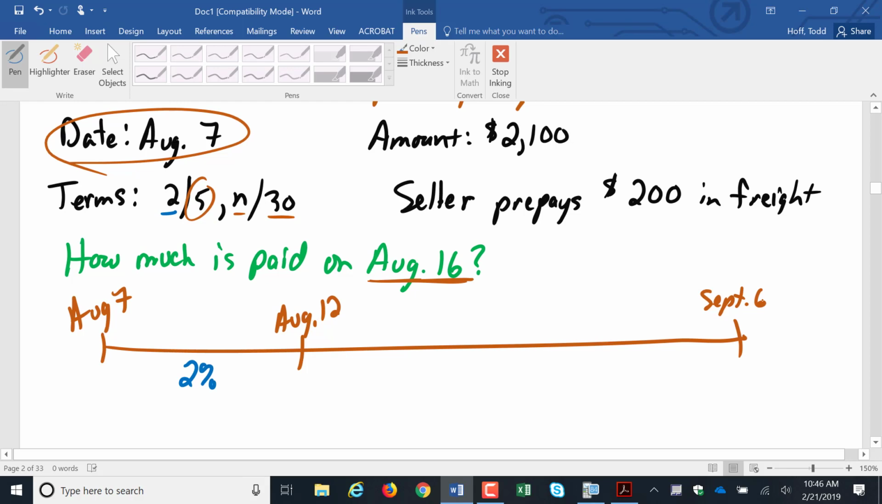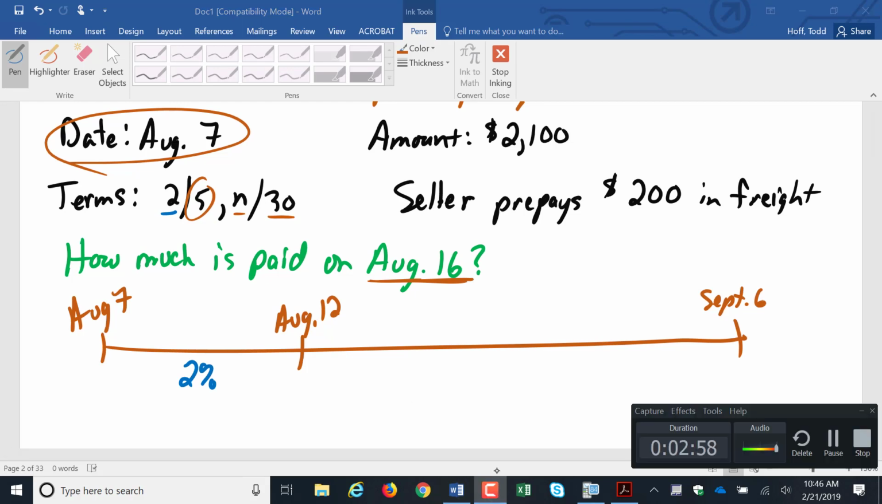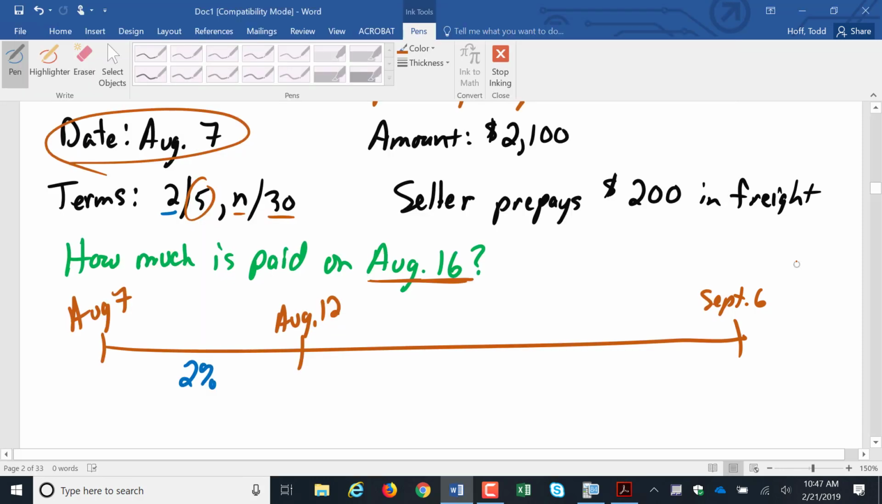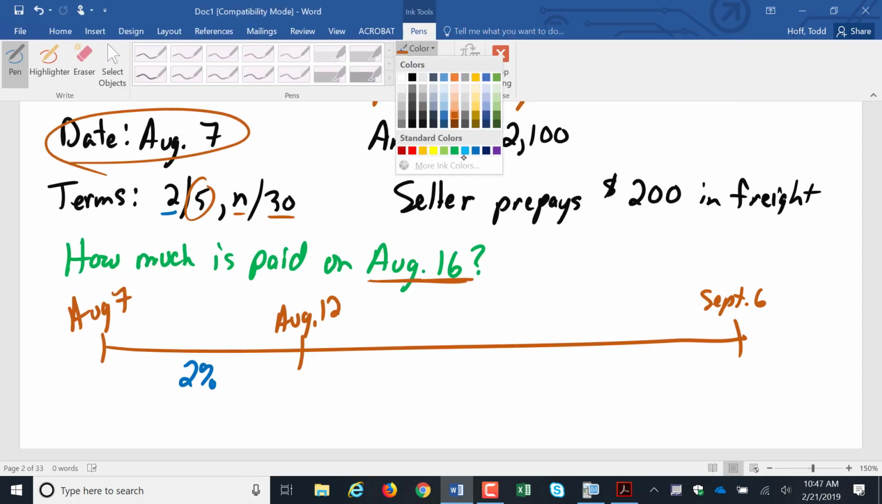Now remember, if we're struggling with that, we can go to a table like this one, where we have the days of the year numbered out. August 7th, here's the 7th of August, is 219. 30 days from that is 249. So that's right there, that's September 6th. So that's where that September 6th comes from.